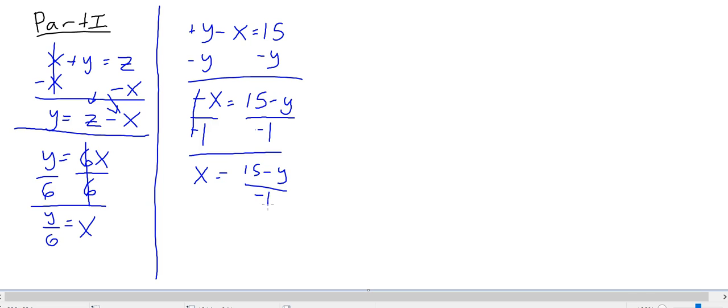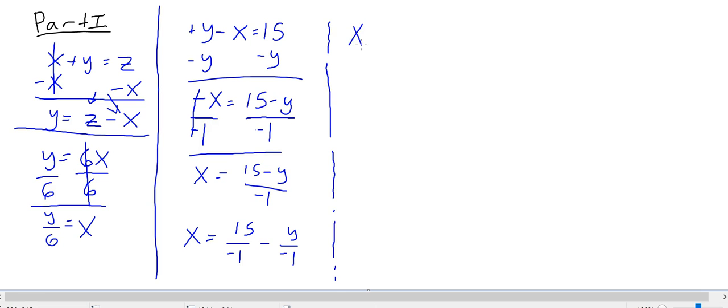Now this can be simplified. You could divide the 15 by negative 1 and the y by negative 1. Let's say we rewrite it: 15 divided by negative 1, minus y divided by negative 1. So this would become x is equal to 15 divided by negative 1 is negative 15, and negative y divided by negative 1 is y. Negative 15 plus y. x is equal to negative 15 plus y, and that's the answer.